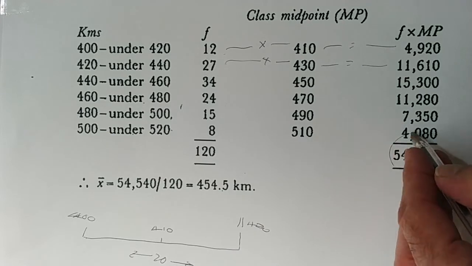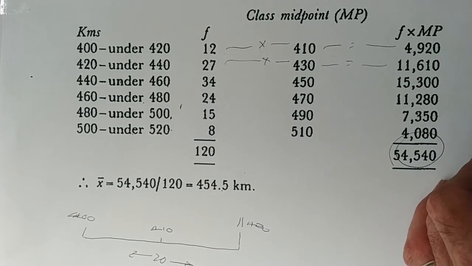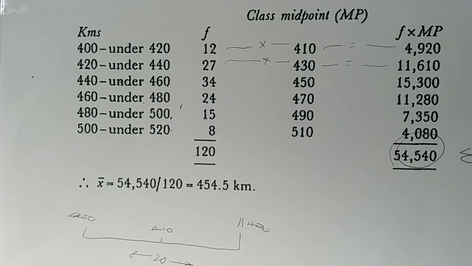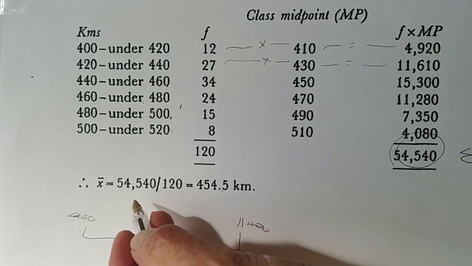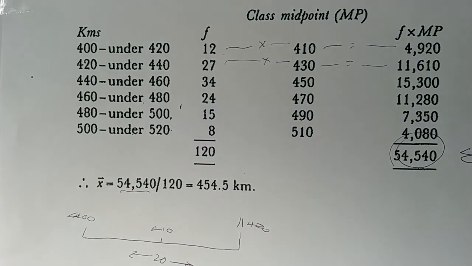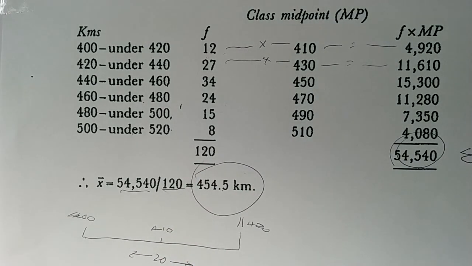And we therefore get this total of 54,540. And this is what we then designate as sigma fx, the total of all individual items. You can then see that down here, we have this calculation where we take that total, 54,540, divide it by the number of items that we've got, and therefore we have the mean of 454.5 kilometres.